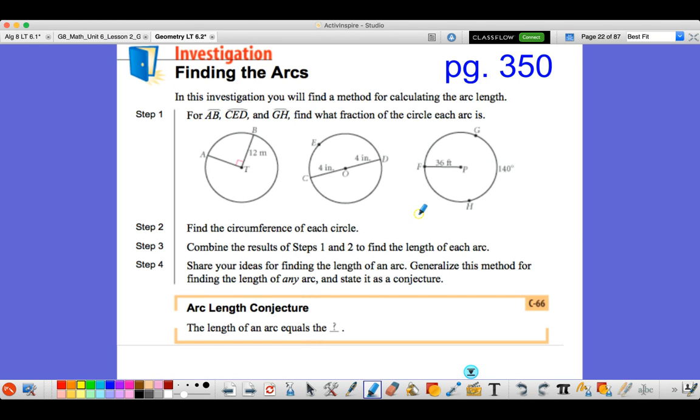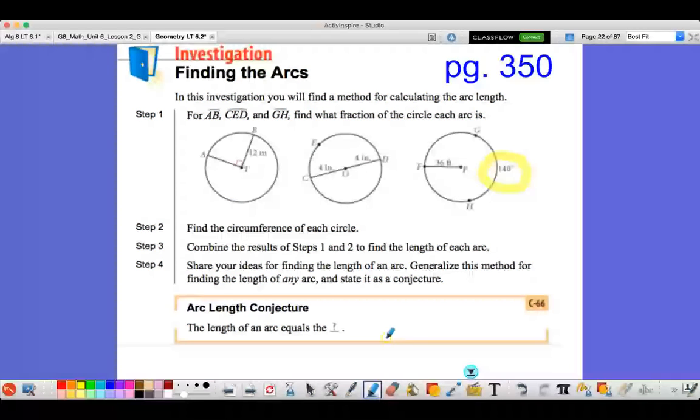So on page 350 in your book, you're going to pause the video in just a minute and you're going to go through this investigation, work out each one of the steps. Some of these first 2 circles are like the ones we just looked at. This one here, though, this last one, I want you to notice that's 140 degrees, not 120. So that's going to look a little bit different. And it gives you some measures for the radii for each circle. So you'll find the circumference, and then you're going to find the length of the arc for each one. So again, pause the video, and you're going to do this for all 3 of these circles.